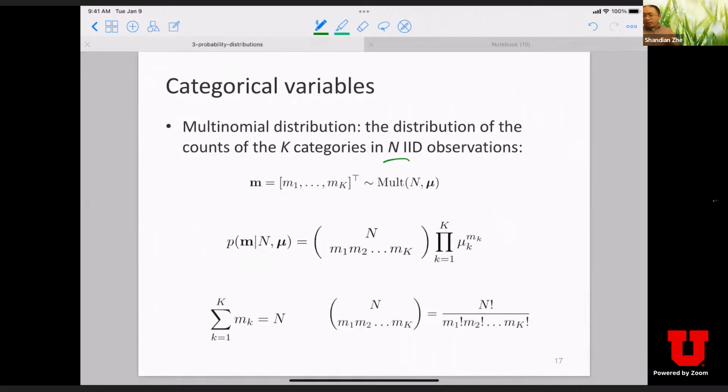So what if I would like to know the probability that point 1 has been observed for 10 times, point 2 has been observed for 20 times, point 3 has been observed for 23 times, and so on. And then this probability follows the so-called multinomial distribution. So here the M vector represents the count of each category observed during your big N experiments.